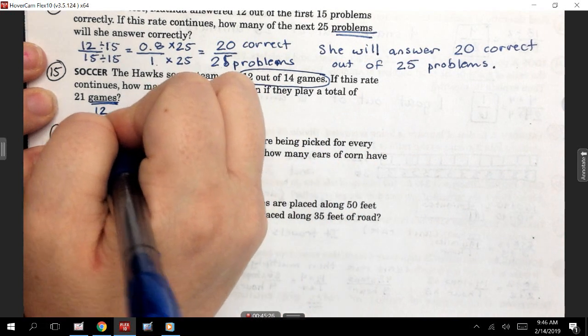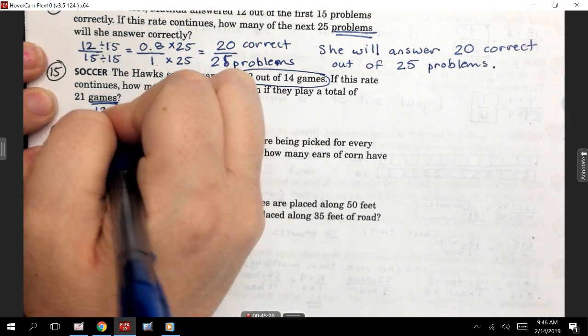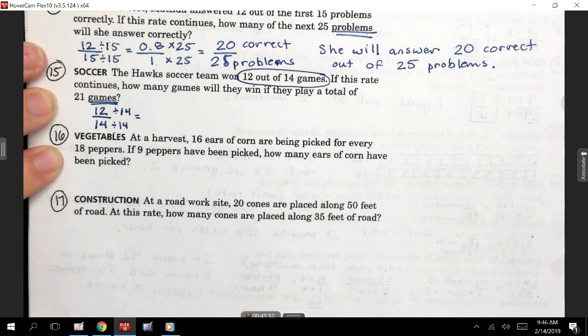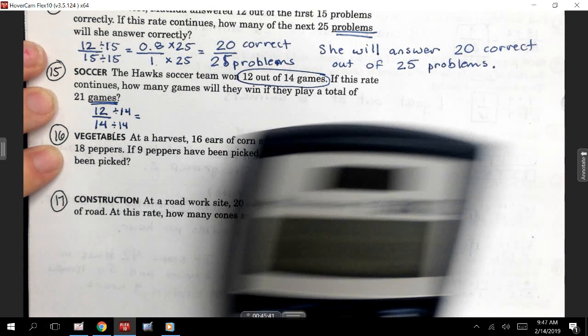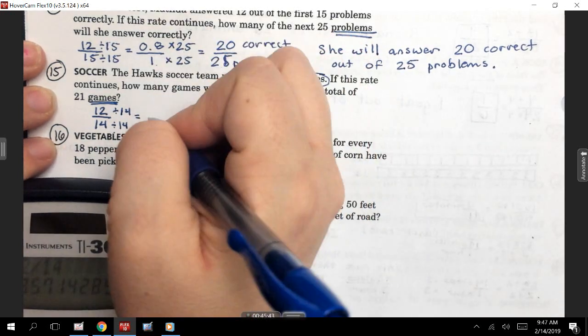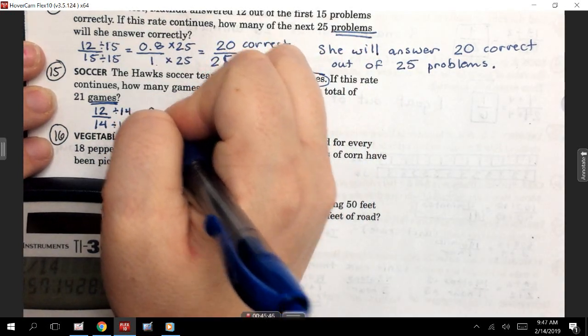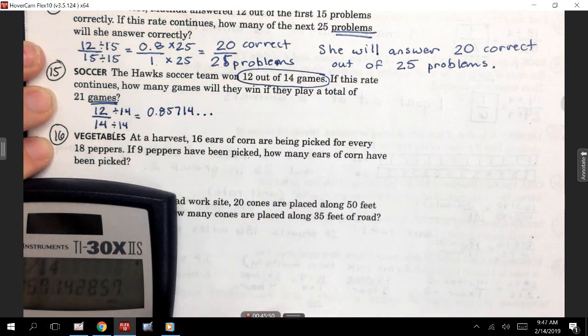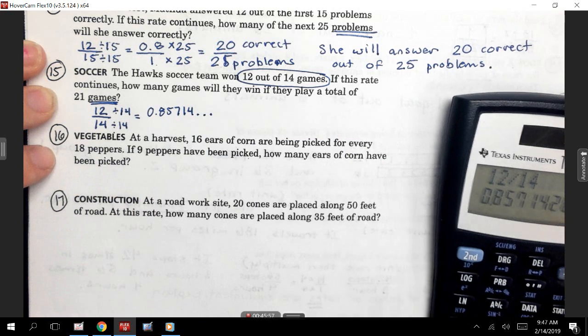Next step, make it a unit rate. So we're dividing by 14. 12 divided by 14. When I type that into the calculator, we get a really long decimal that looks kind of funky. So I get 0.85714. I'm going to put ... because that's going to keep going. Guys, if I get a weird decimal in my calculator, remember we do not clear it out. I'm just going to set it to the side.